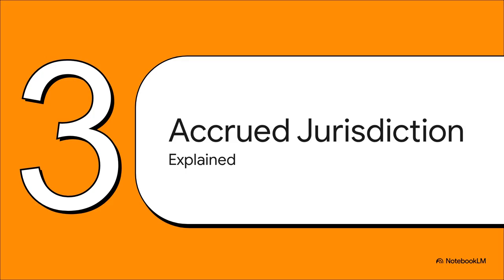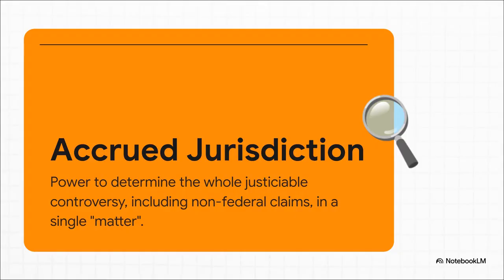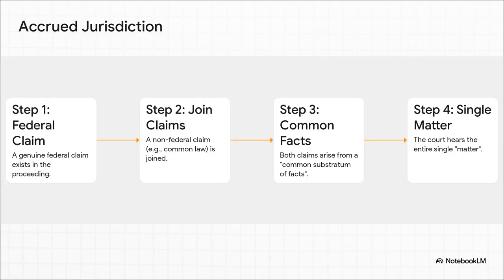Okay, that naturally leads to a really common scenario. What happens when you have one big dispute that has a federal claim, but it's all mixed up with, say, a common law breach of contract claim? Well, this is where a brilliant concept called accrued jurisdiction comes into play. Accrued jurisdiction is basically the court's power to say, you know what, once a real federal issue gets this case through my door, I'm going to deal with the whole thing. It can grab the entire controversy, including all the attached non-federal bits like common law or state law claims, as long as they all mash together to form one single matter. The big test for this comes from a case called Fencott v Muller. It's the common substratum of facts test.